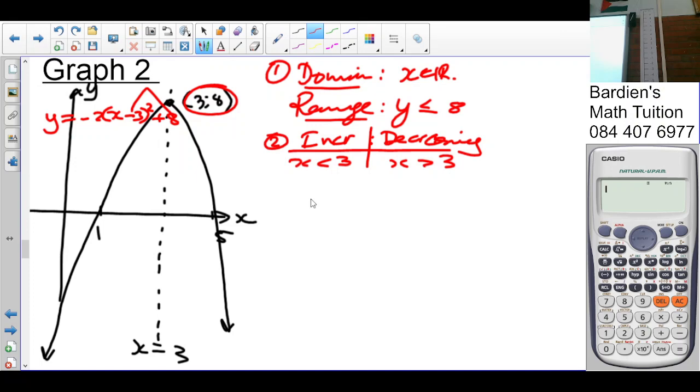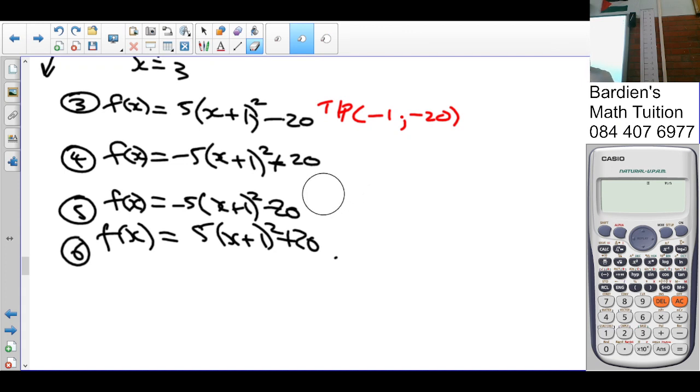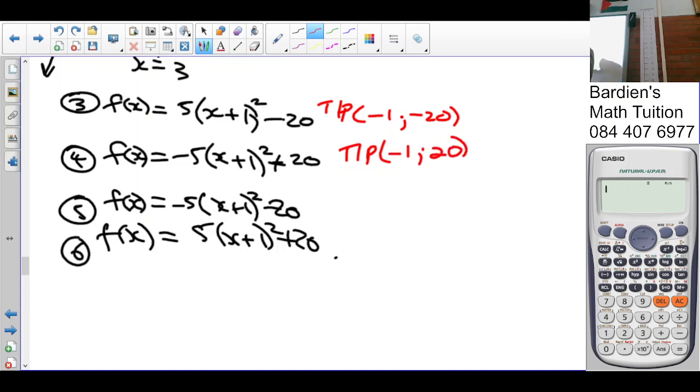Oh yes. Okay. So if you look at these two graphs, number 3, what was the turning point of number 3? Negative 1 and negative 20. That's the turning point. Let us check if that's correct. Yes. Let's look here. What's the turning point here? Negative 1 and 20. What do you notice? The x is the additive inverse, and the y remains the same. So what will this one be without looking down? The turning point here, negative 1 and negative 20. What's your turning point here? Negative 1 and?